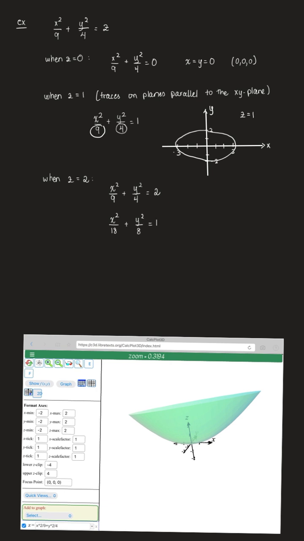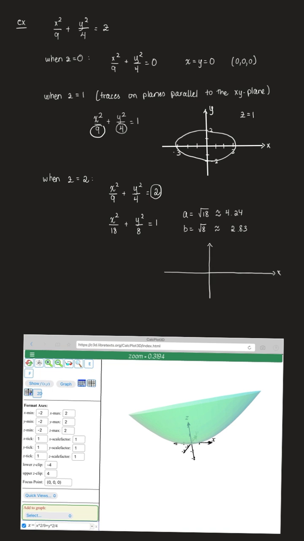So half the length of the major axis is going to be the square root of 18, which is approximately 4.24, let's say. And half the length of the minor axis will be the square root of 8, or 2 root 2 exactly, but approximately that's about 2.83. So we have an ellipse that's slightly larger than the one at the altitude of z equals 1. So at the altitude of z equals 2, our ellipse is a little bit bigger.